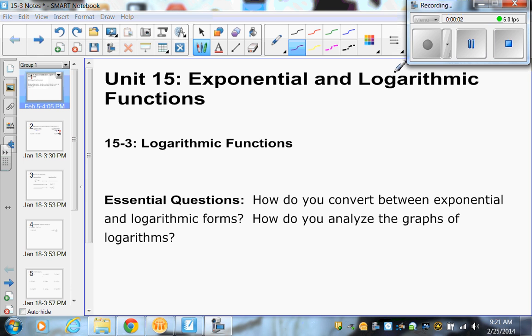This is the video for accelerated geometry on section 15-3 on logarithmic functions. The essential questions you should be able to answer by the end of this video are how do you convert between exponential and logarithmic functions, and how do you analyze the graphs of logs?